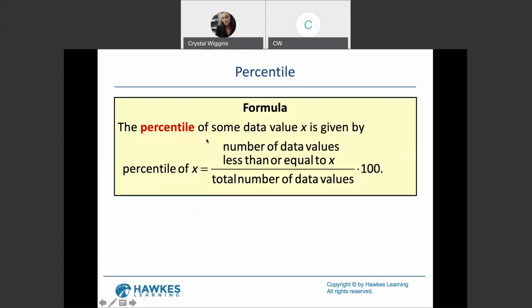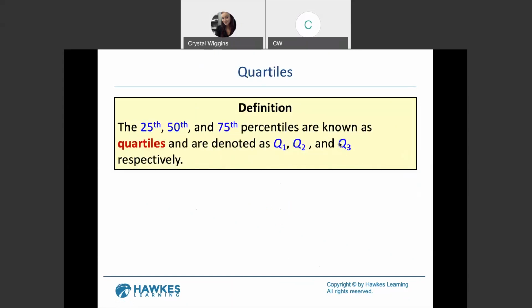So the percentile of some data value X is given by, let's say, for example, you know that you got an 82 on an exam and you know that there are 24 people in the class. So you might want to know what percentile your grade would be. But in order to do that, you would need to see all the grades. You would need to know how many of the grades are below what you got on the exam so that you could calculate what percentile you are. Let's take a look.